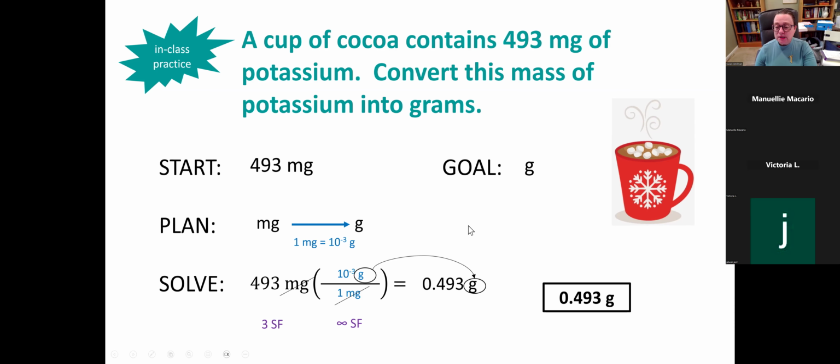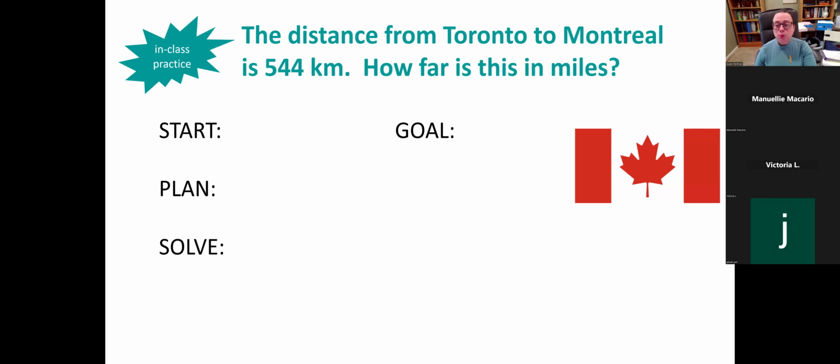Okay. Let's try another one and see if that gives us any questions there. All right. So the distance from Toronto to Montreal is 544 kilometers. And of course, that doesn't make sense to our silly non-metric brains. So we want to know, well, how far is that in miles? Like, I have no idea what 544 kilometers is. How far is that in miles?